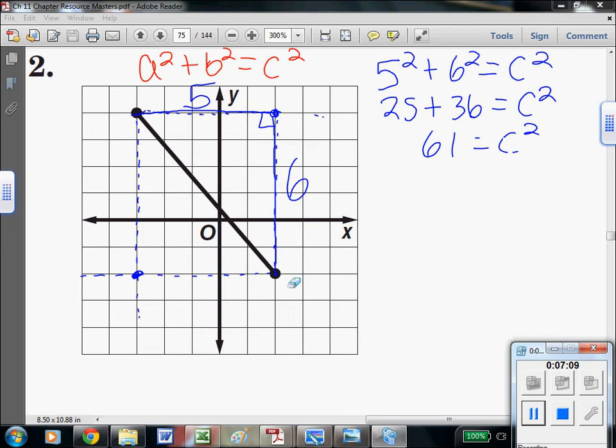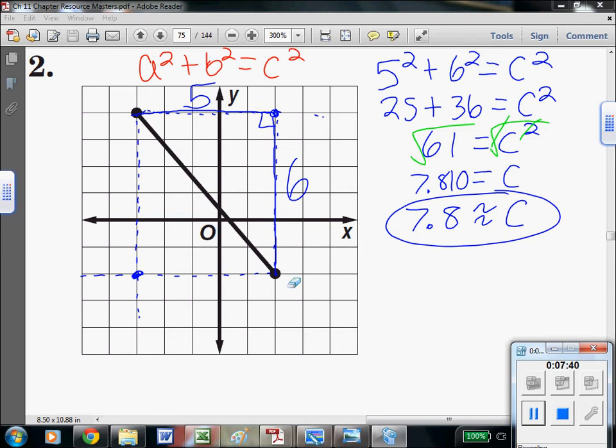So now your job is to find c. Just like last time, to get rid of a square, we're going to square root both sides. The square root and the square cancel, so I just put a little cross out through both of them. And now you'll notice 61 is not a perfect square, so your job is to figure out what it equals. The square root of 61 equals 7.810. We're going to round to the nearest tenth, so we're going to say c is approximately equal to 7.8 units.